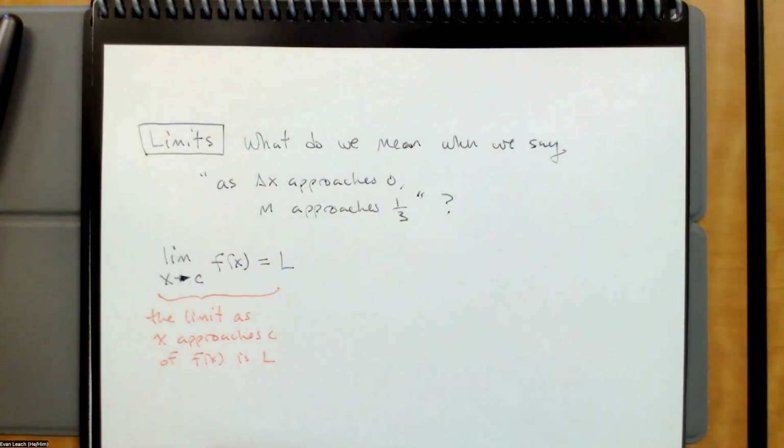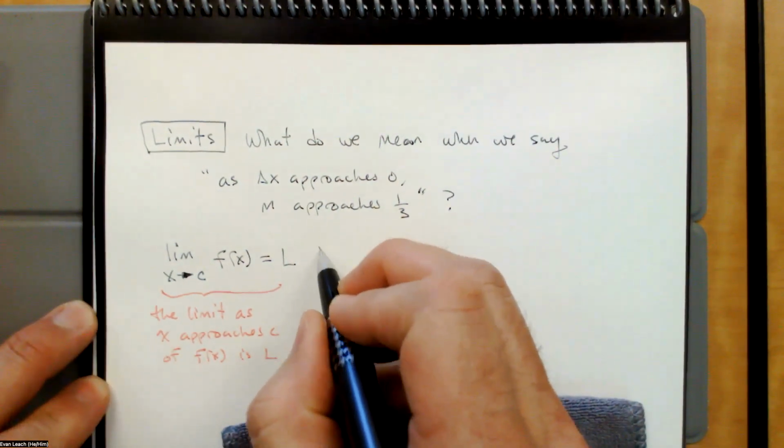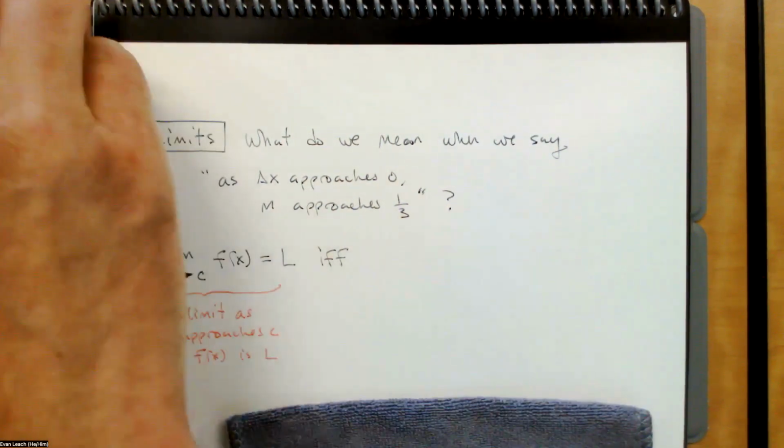Then we're going to define what that means. The limit as x approaches c of f of x is L if and only if, that's what mathematicians say when we're defining something. If and only if is: if A, then B, and if B, then A. These two things are equivalent. And we abbreviate that too.